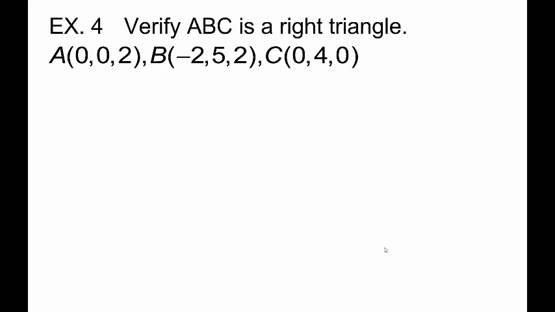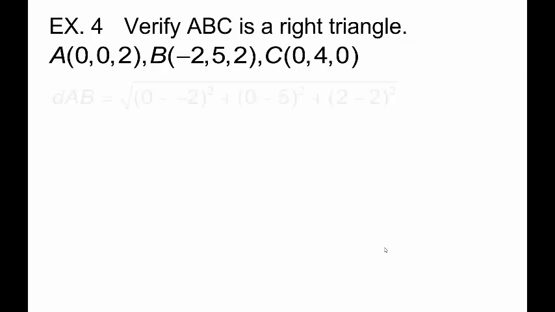Okay, in example 4, we're going to show that ABC is a right triangle. So I have 3 points floating out in space. A is at 0, 0, 2. B is at -2, 5, 2, and C is at 0, 4, 0. So to verify that it's a right triangle, first thing I'm going to need to do is find the length of each side of these segments. Okay, so to find the length, that's the same as finding the distance. Once I know the length of each side of this triangle, then I can plug it into the Pythagorean theorem to see if it is a right triangle.